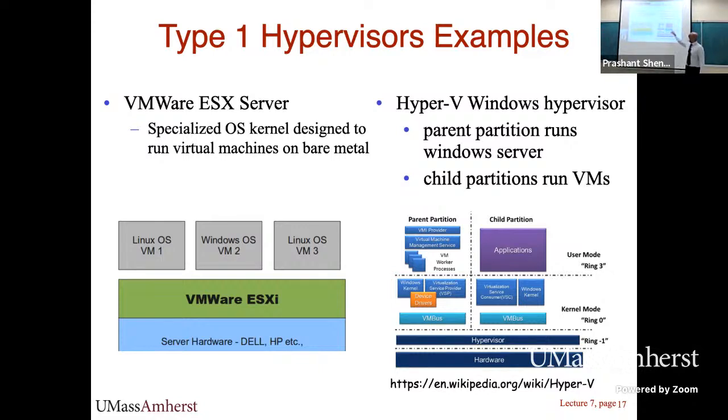Then on top of Hyper-V, in the parent partition, you are going to run real Windows. You always have to run Windows as one OS on Hyper-V. If you have Hyper-V, there is at least one copy of Windows that's always running on it. That's run in the parent partition. And then the child partitions are the actual virtual machines, and they can run whatever else you want, such as Linux and other operating systems.